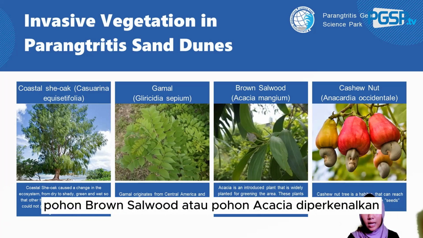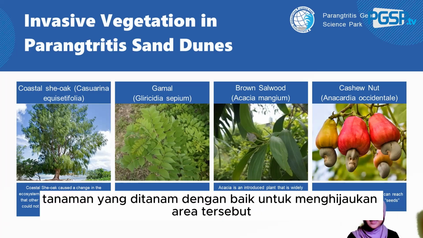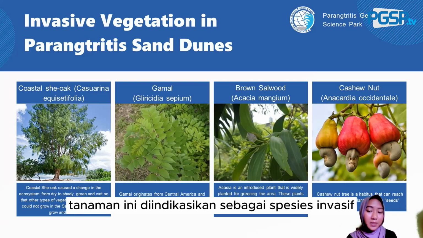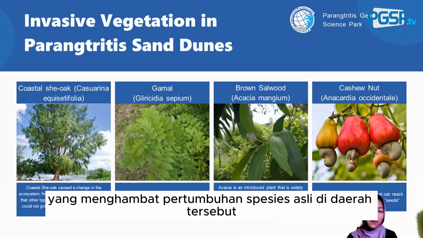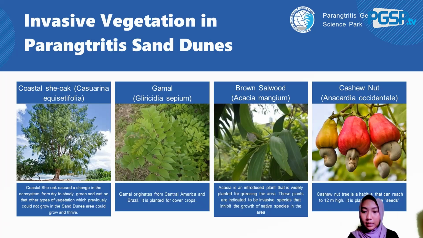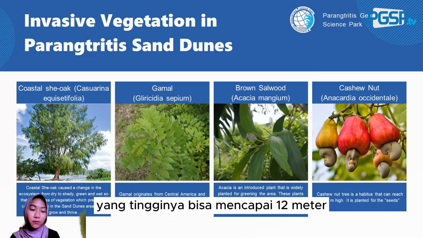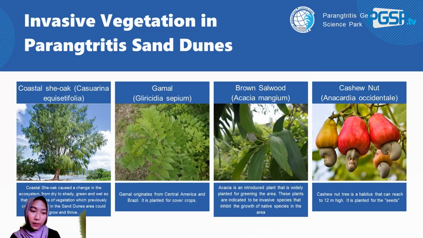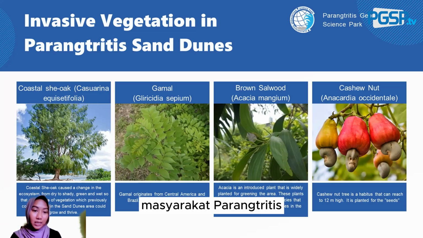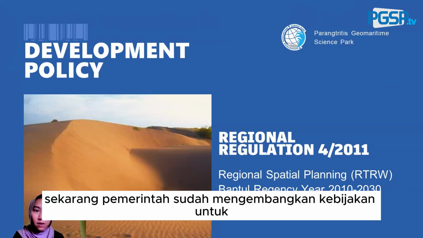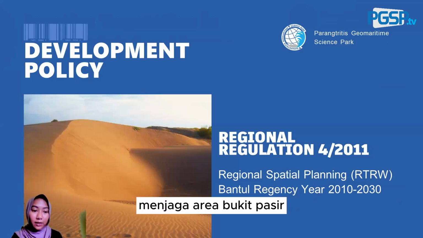The brown salwood or acacia tree is an introduced plant that is widely planted for greening the area. These plants are indicated to be invasive species that inhibit the growth of native species in the area. Lastly, the cashew nut tree is a habitus that can reach up to 12 meters high. It is planted for the seeds to be taken by the people of Parangtritis.